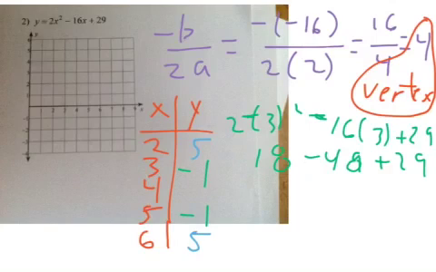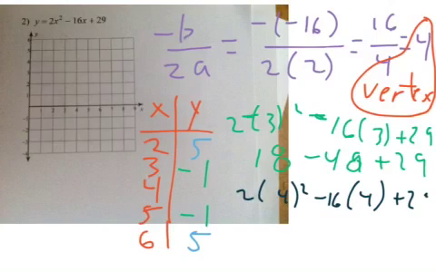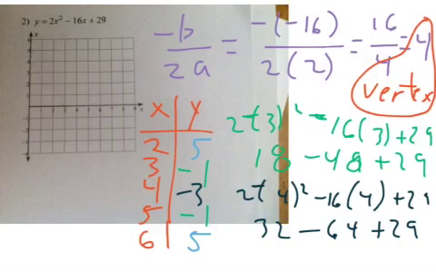Okay, so now all we need is the vertex. 2 times x squared minus 16 times x plus 29. So 2 times 16 is 32 minus 64 plus 29. That's negative 32 plus 29 is negative 3. So let's see how our points come out. We have a point at 2, 5. Right, so we have a point at 3, negative 1.